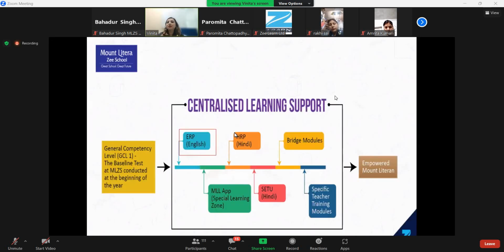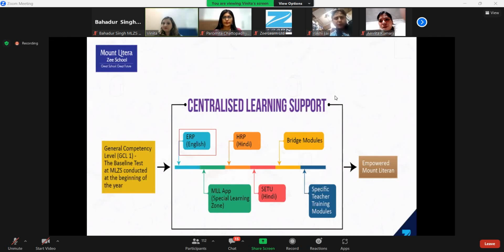We have a centralized learning support system in place. So once GCL is conducted in the class, students who require support are identified. We have various plans in place. We have the English readiness program. We have the Hindi readiness program. We have certain bridge modules to help bring them on par with the grade level requirements. We have a special chunk added into our MLL app, which is the special learning zone. We have Setu in Hindi, and we have certain specific teacher training modules. What happens when a child is identified and facilitated accordingly? The child becomes empowered multiliterally.